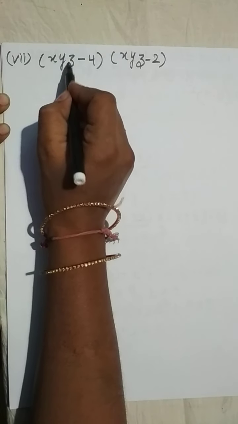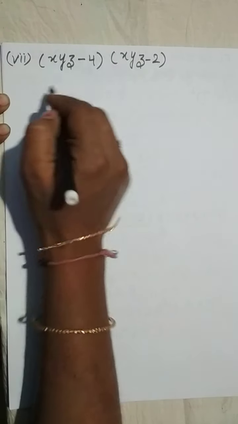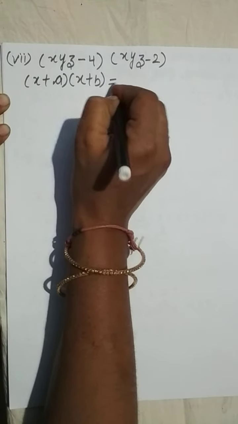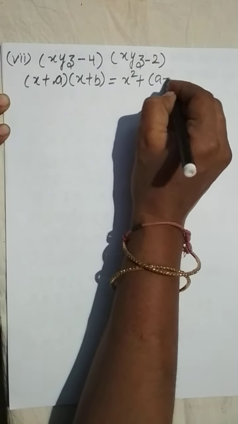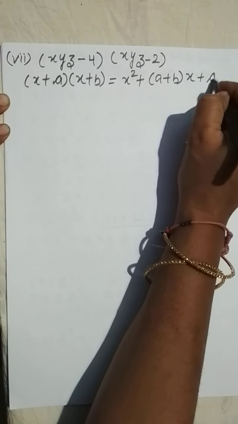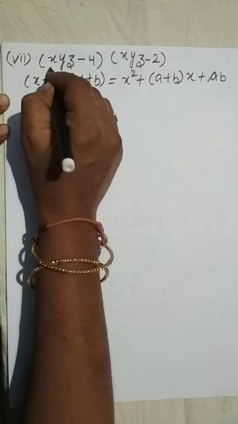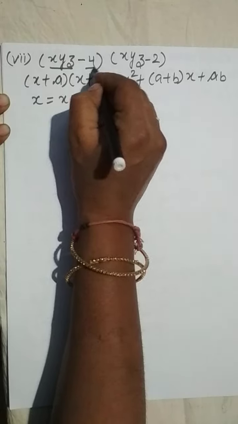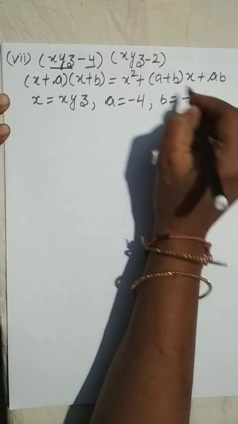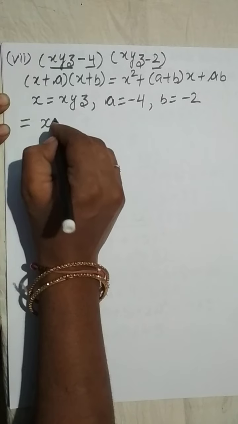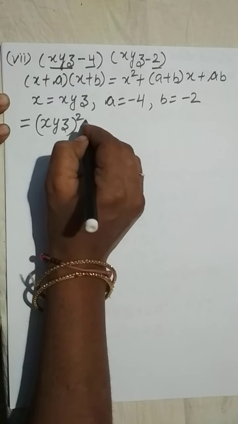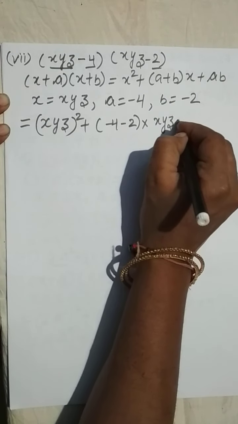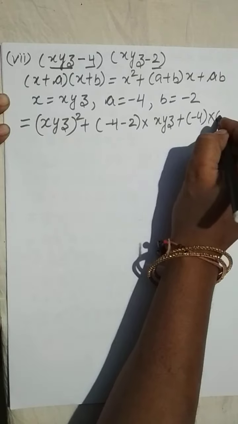Seventh part is xyz minus 4 into xyz minus 2. Write down the identity. X plus a into x plus b is equal to x square plus a plus b into x plus ab, where x is equal to xyz, a is equal to minus 4 and b is equal to minus 2. Now substitute the values. xyz square plus minus 4 minus 2 multiplied by xyz plus minus 4 into minus 2.